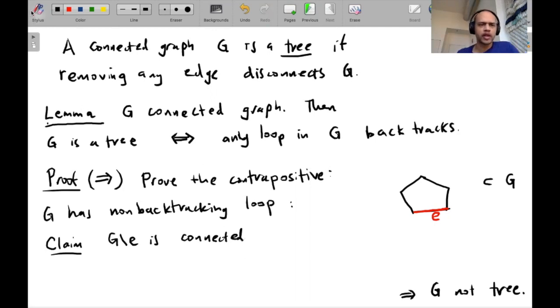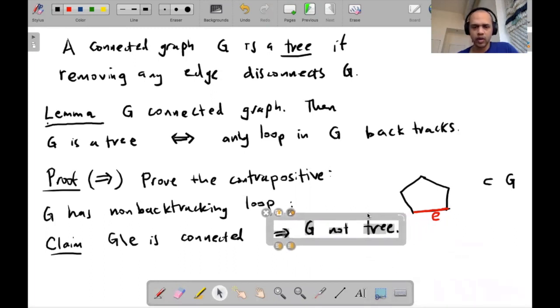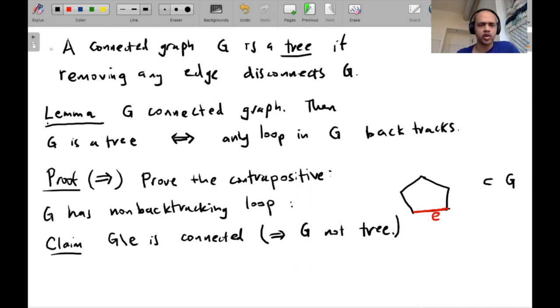Well, if we prove this claim, then we're done. So that will imply that G is not a tree, since in a tree, removing any edge gives you a disconnected graph. So really it suffices just to prove this claim. So, all right, let's do that. Proof of claim. We want to show G minus E is connected.